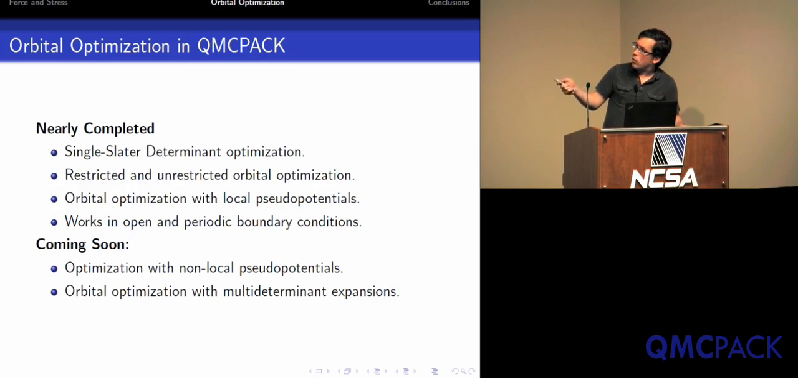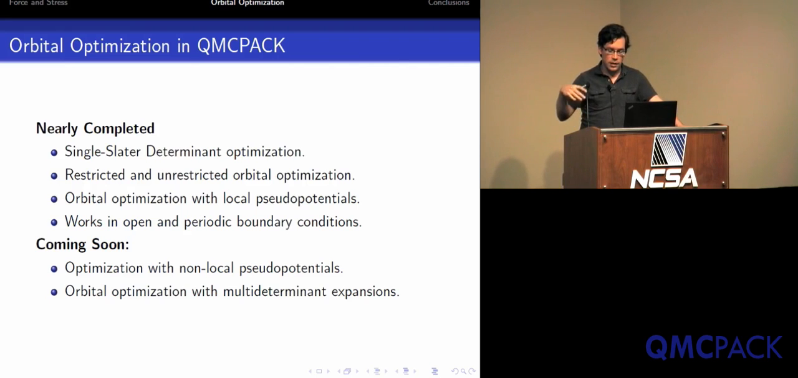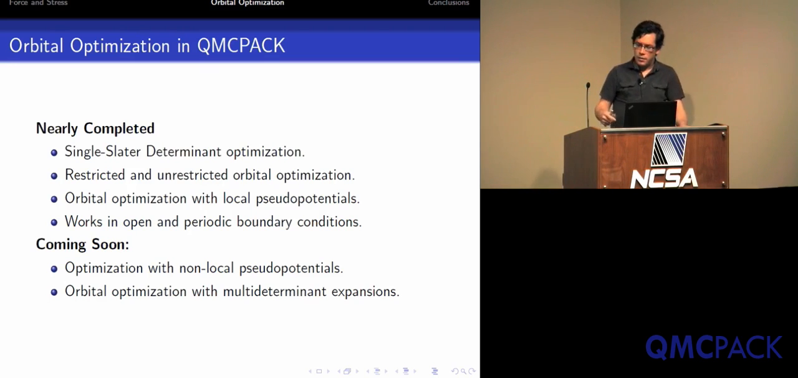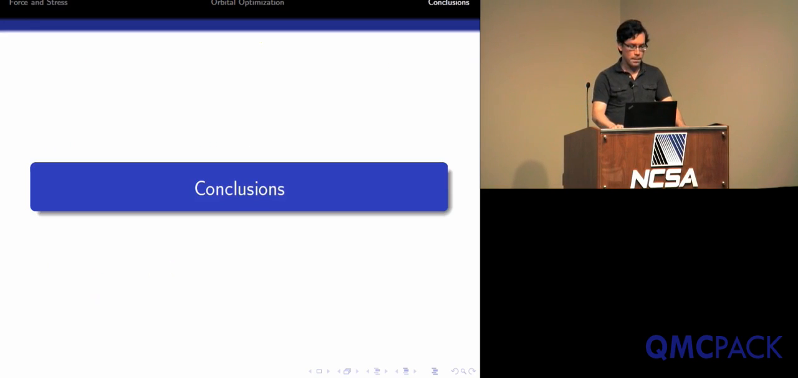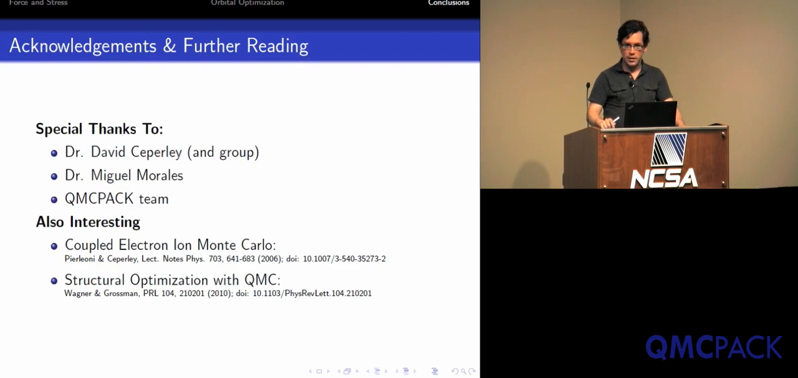Currently the code works with local pseudopotentials. It's going to need to be generalized a little bit for the non-local pieces, but that's okay. And it's currently working in open and periodic boundary conditions. So a lot's been done already, but again, we have to include non-local pseudopotentials. And the multi-determinants are coming, but that's way further down the pipeline. So, conclusions: there's a lot of cool features we put in. Hope you get to use them soon.